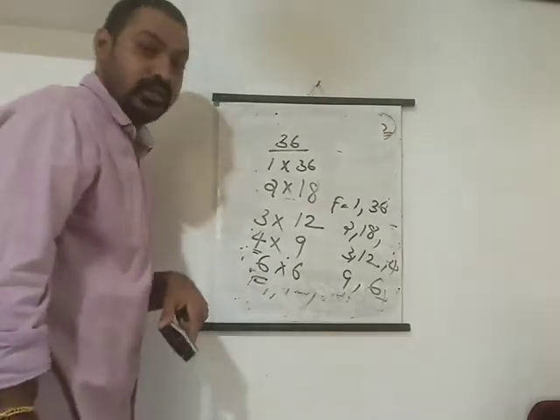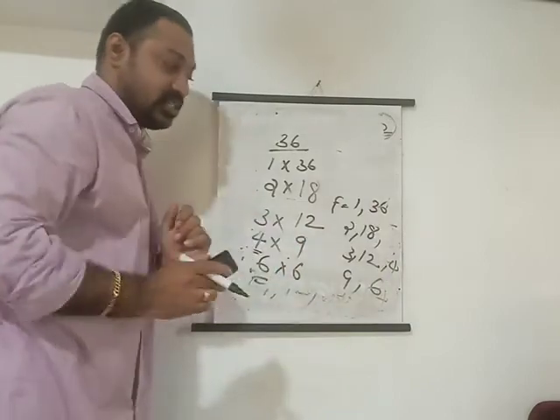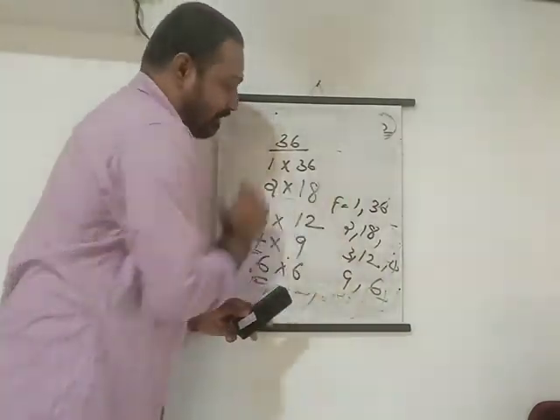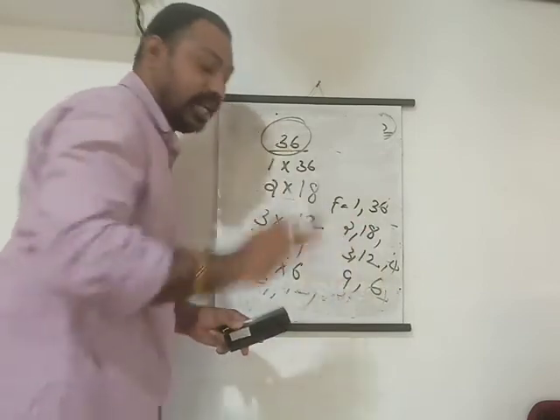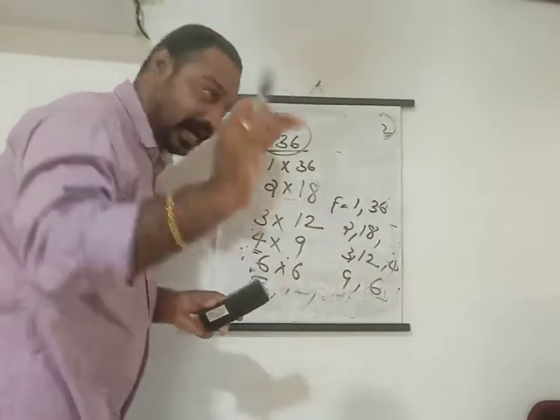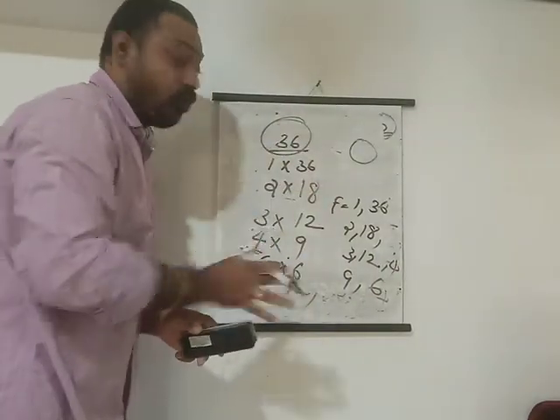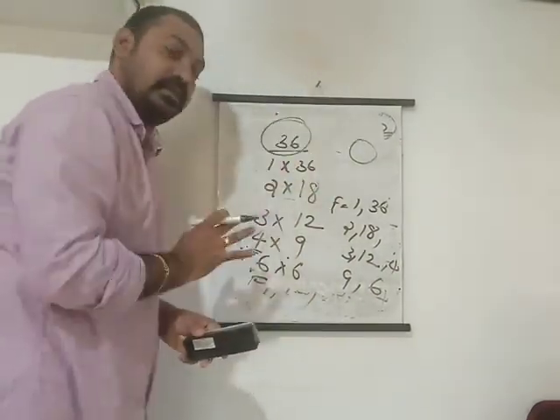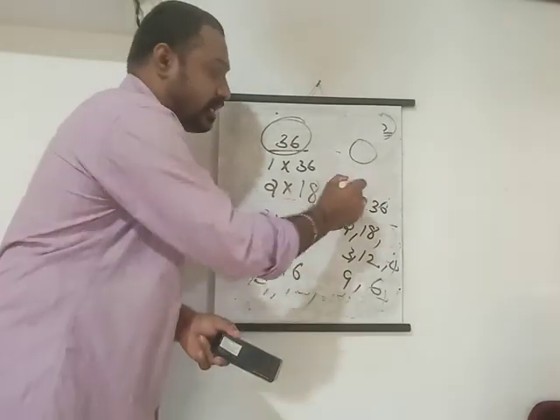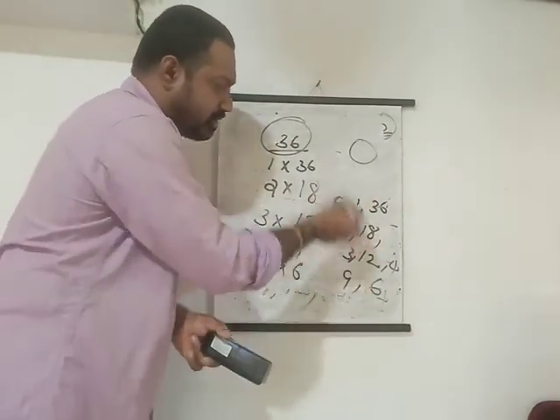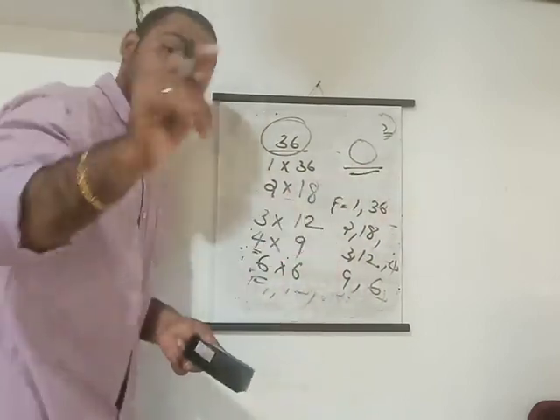Okay, so I hope you understood these things. Just follow this. So these are the factors. That means when we divide this 36 by these numbers, it will always leave the remainder 0. Got it? It divides fully, without leaving any remainder. If you divide this 36 with any of these numbers, you will always get remainder 0. That is called a factor.